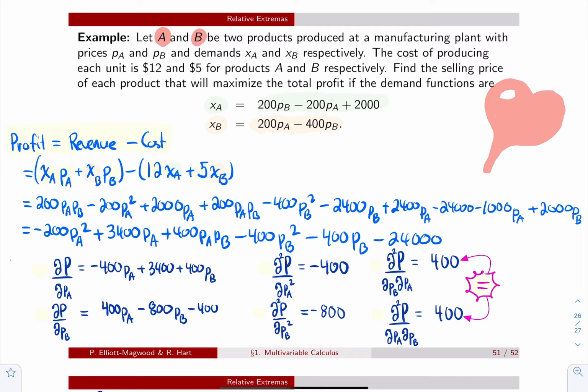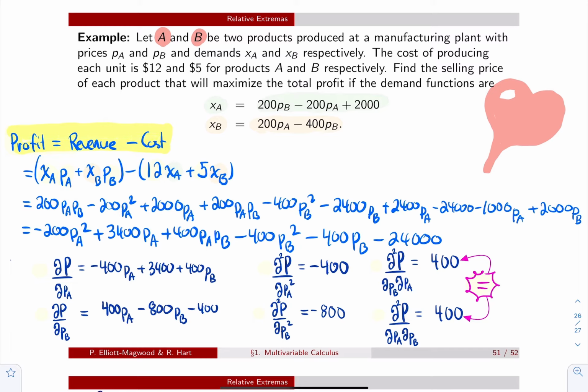Suppose that the demand functions are the following. Suppose that X_A is 200 P_B minus 200 P_A plus 2000. And suppose that X_B is equal to 200 P_A minus 400 P_B. Those are our demand functions. So the goal is to find at which prices we should set product A and product B in order to maximize profit, and this is hopefully an equation that you know very well.